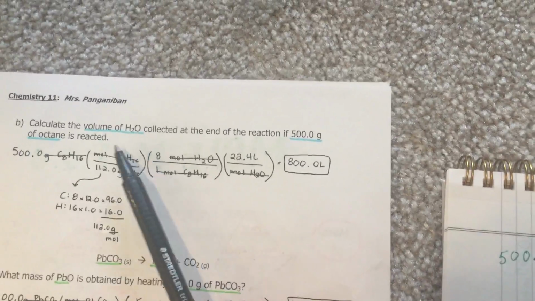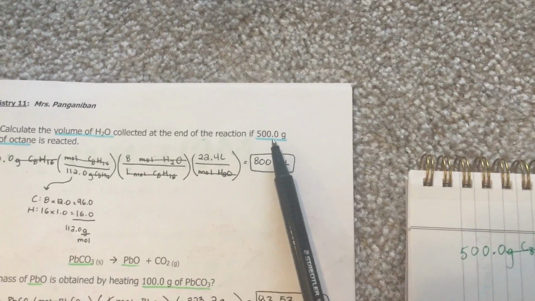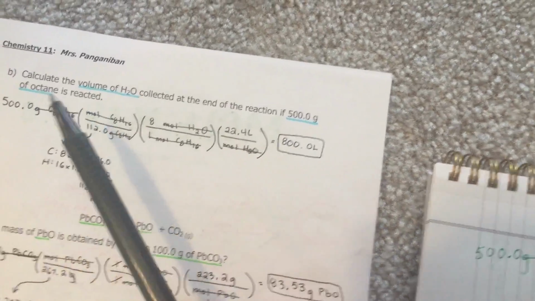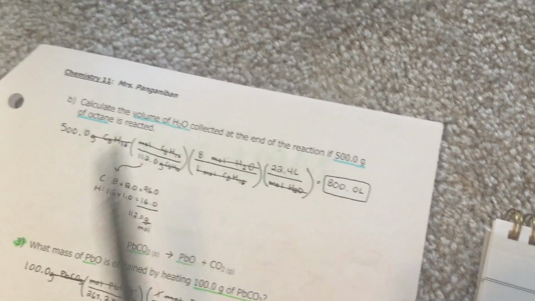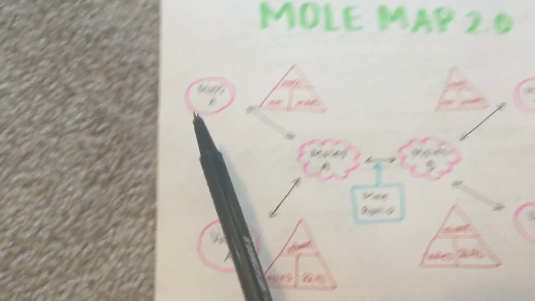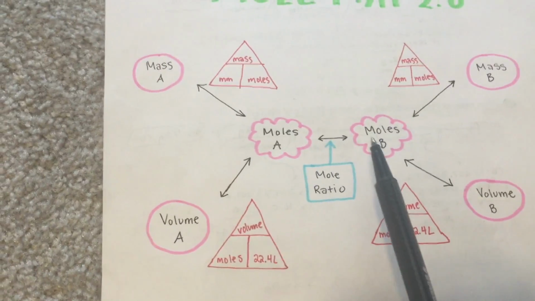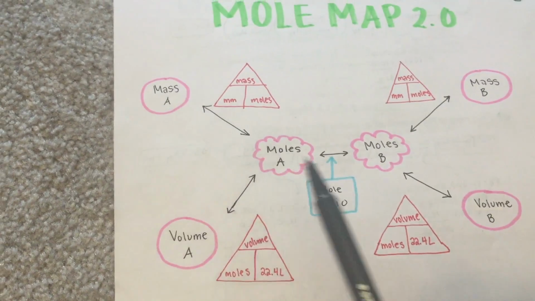Calculate the volume of H2O collected at the end of the reaction if 500 grams of octane is reacted. So we're basically going from mass A to volume B. Mass A to moles B to volume B. Start off with what you're given.